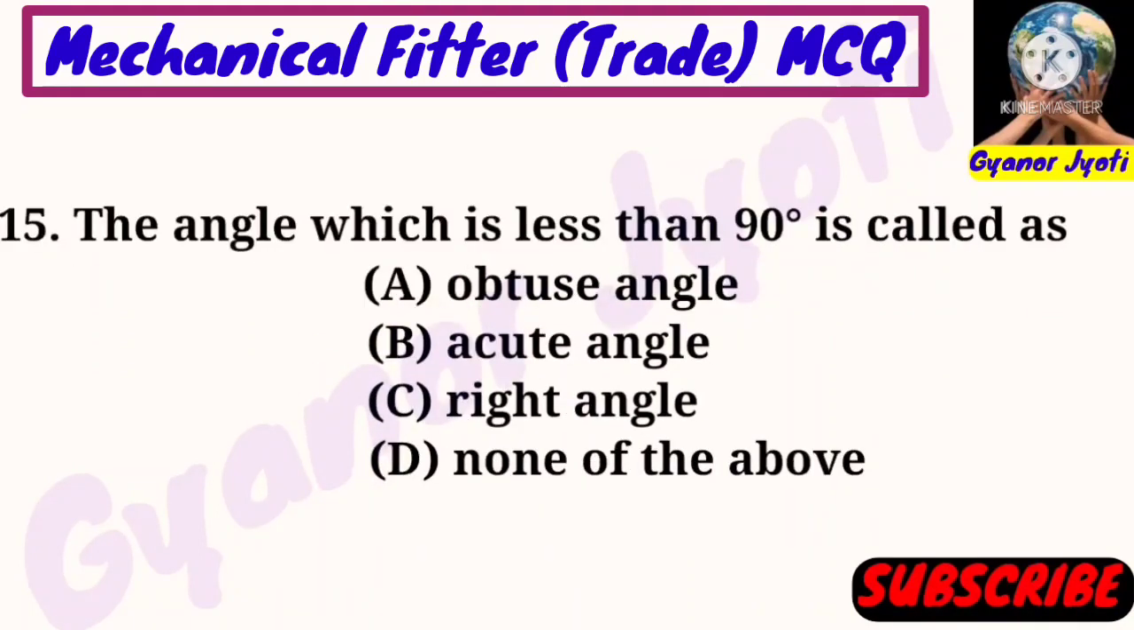The correct answer is B, acute angle. The angle which is less than 90 degrees is called an acute angle. B is the correct answer.